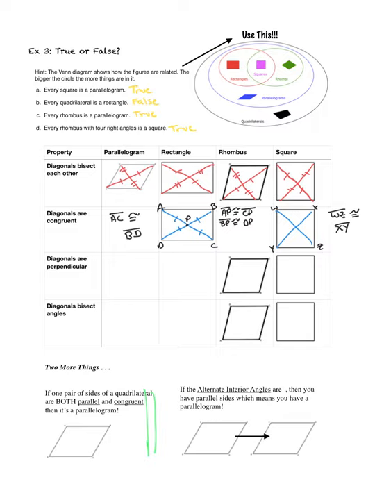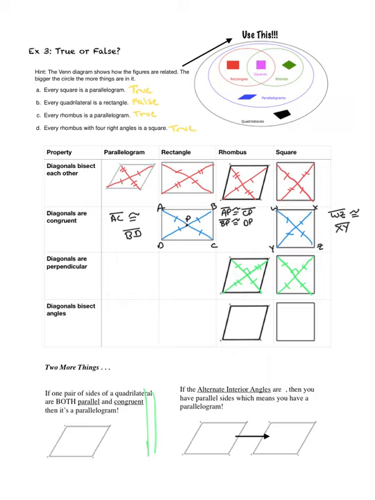Now, in a rhombus and a square, diagonals are perpendicular. So they form right angles. Now, they still bisect each other. That property has not gone away. Let me fix my square. There we go. So if you look at the congruency markers, let's start at the top.